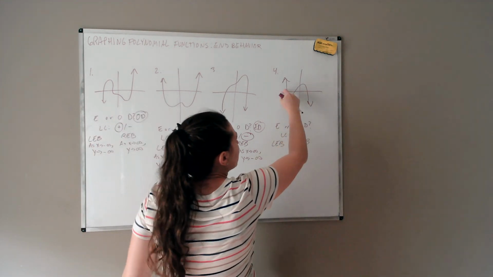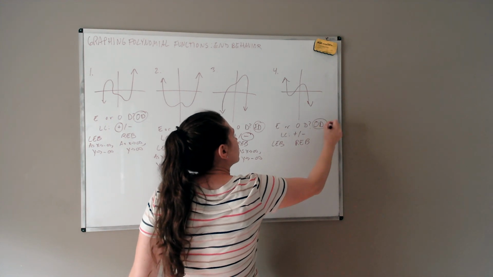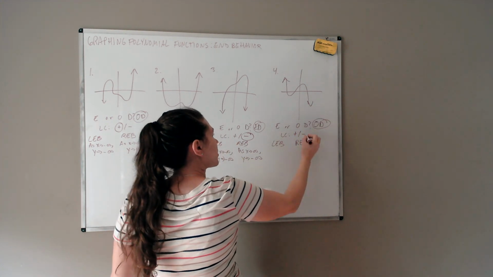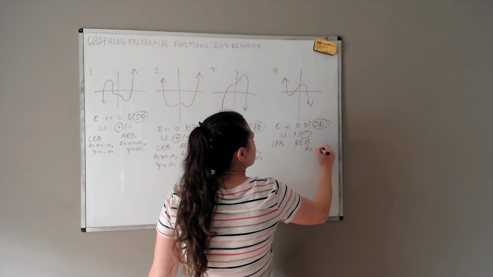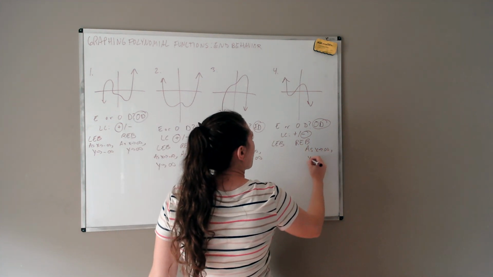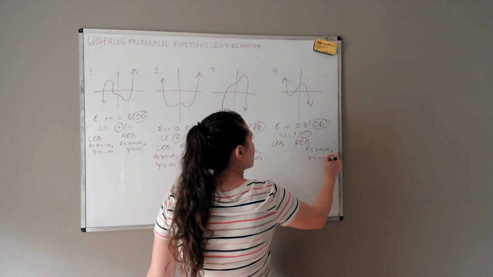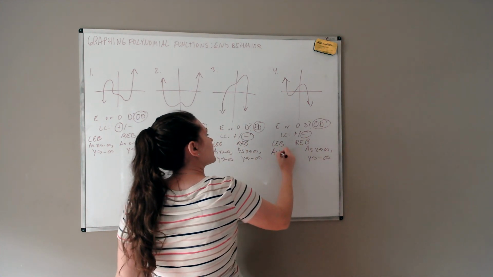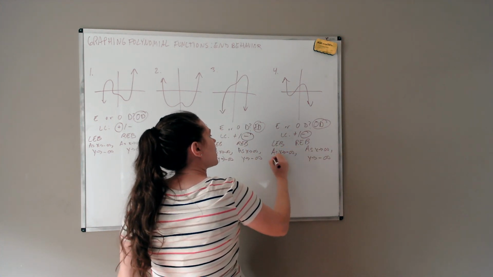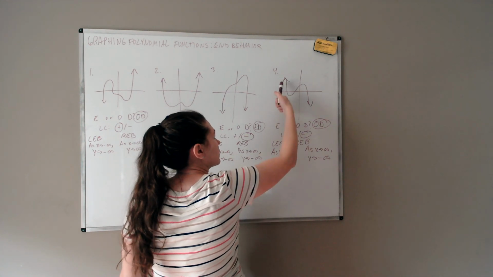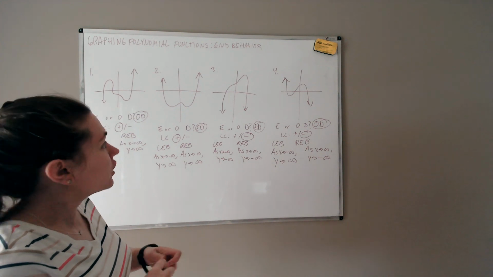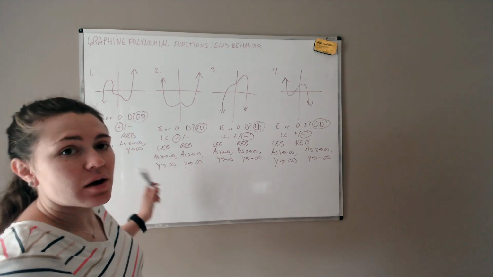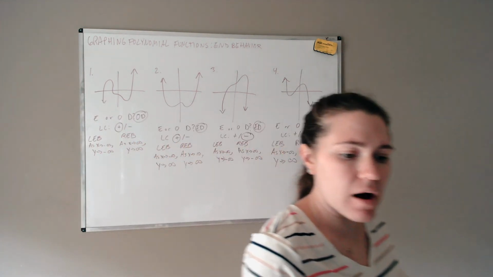And the last one, they're going in opposite directions, so this is an odd degree. The right end is going down, so the leading coefficient is negative. The right end, as x approaches positive infinity, y approaches negative infinity. And the left end, as x approaches negative infinity, y approaches, look at the left end, positive infinity. Okay? So, next thing we're going to do is summarize the end behaviors of any polynomial function.